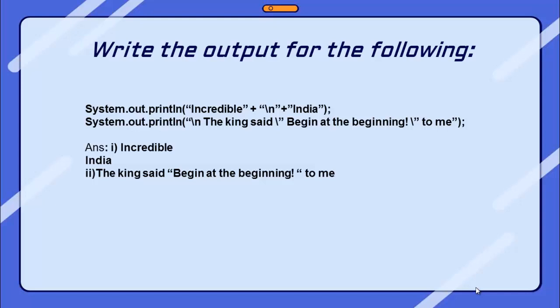The output is being asked here. This is the use of the SOPLN statement, System.out.println statement. So here comes "incredible" with \n given, so it's incredible, and the next line is India. Here \n is given. For "the king said", the slash is an escape sequence here. So the output is: the king said, beginning at the beginning to me.